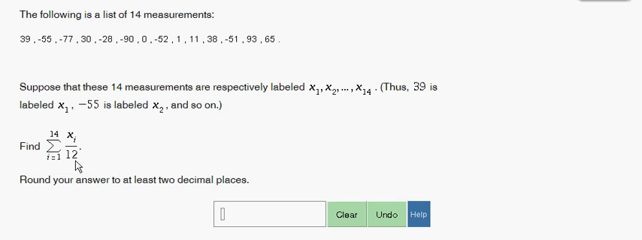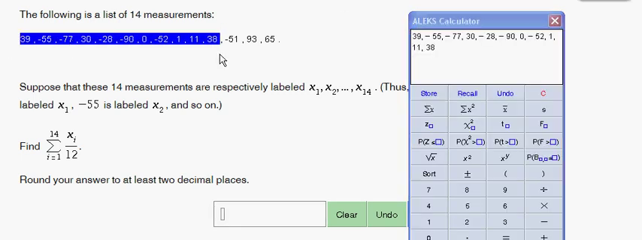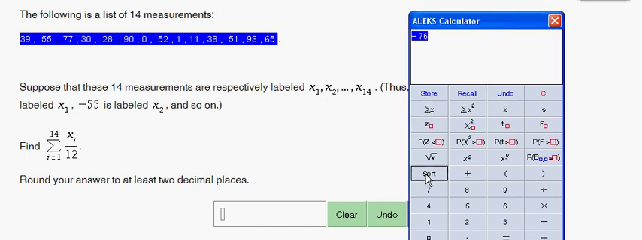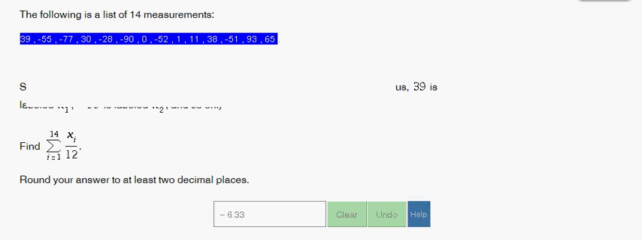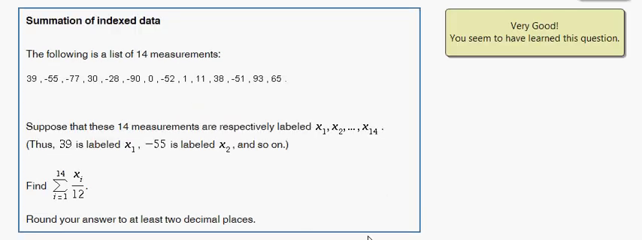Once again, grab for the ALEKS calculator. Go in here, get your numbers, pull them in, add them up, divide by 12, and the answer is a decimal. Notice that they want us to round to at least 2 decimal places. So at the second decimal place we have a 3, the next digit's a 3, and so -6.33 should make ALEKS happy. Let's check and see if it does. And yes, we have now mastered the summation of indexed data in ALEKS statistics.